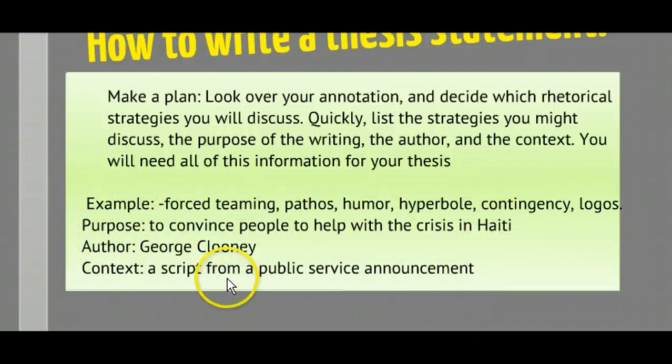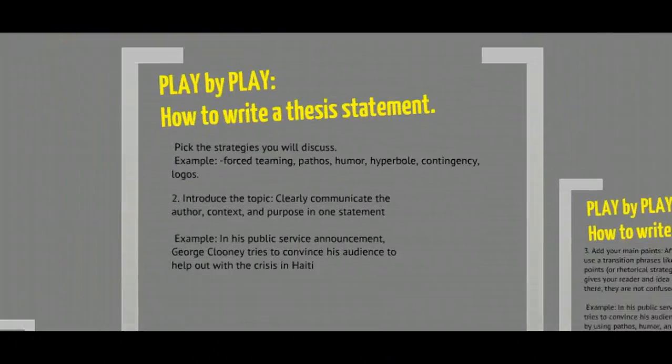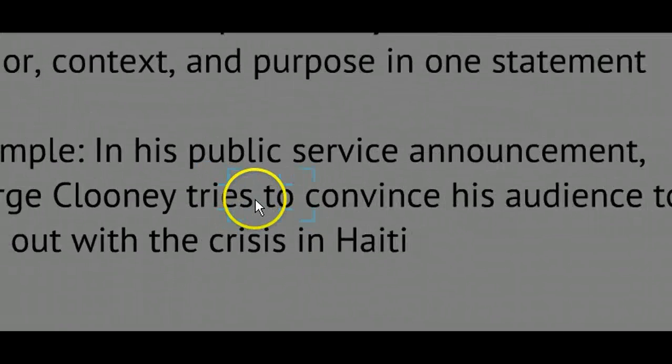So let's imagine that you get a prompt and you find out that this is a script from a public service announcement that George Clooney put out, and his purpose was to convince people to help with the crisis in Haiti. And while you were reading that, you discovered that he used several strategies. You noticed forced teaming, pathos, humor, hyperbole, contingency, and logos. You would want to take that information and first weave together an introductory statement.